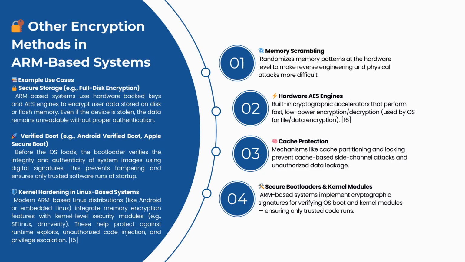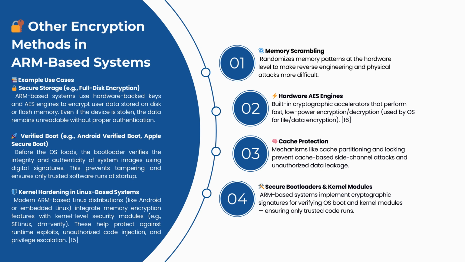Other encryption methods in ARM-based systems. In addition to TrustZone, MTE, and PAC, ARM processors also implement other memory protection techniques. One such method is memory scrambling, which randomizes the arrangement of data in memory. This makes it difficult for attackers to locate specific data even if they gain access to the memory.